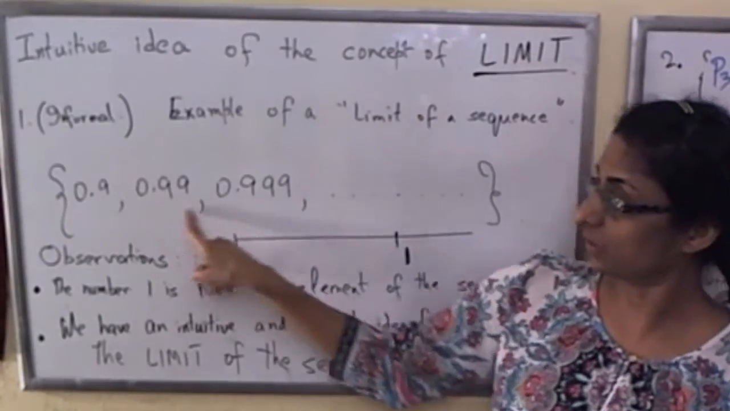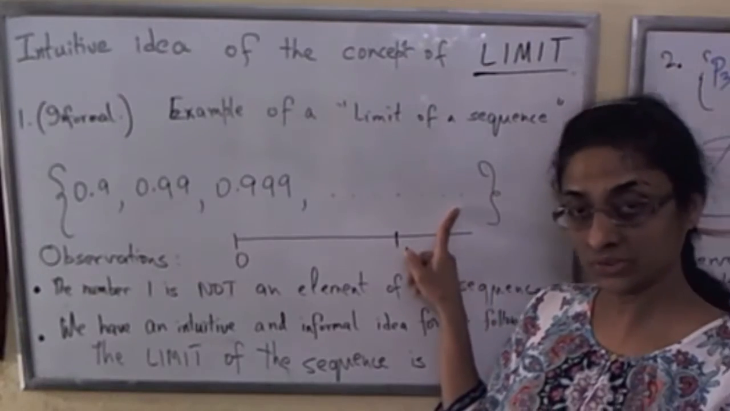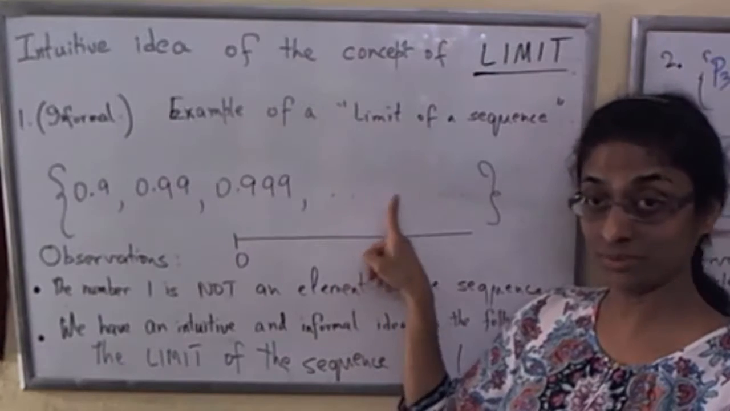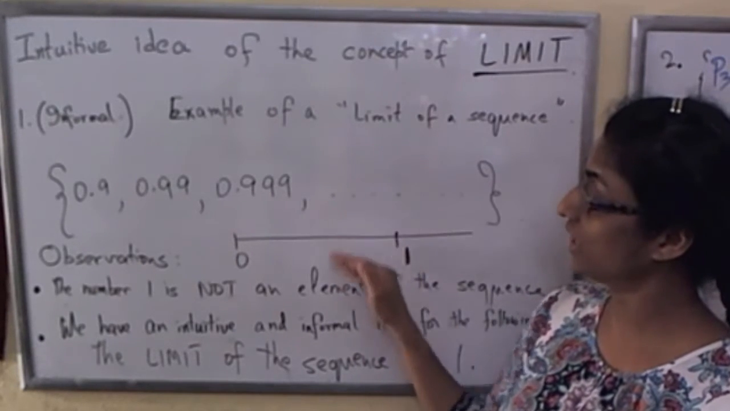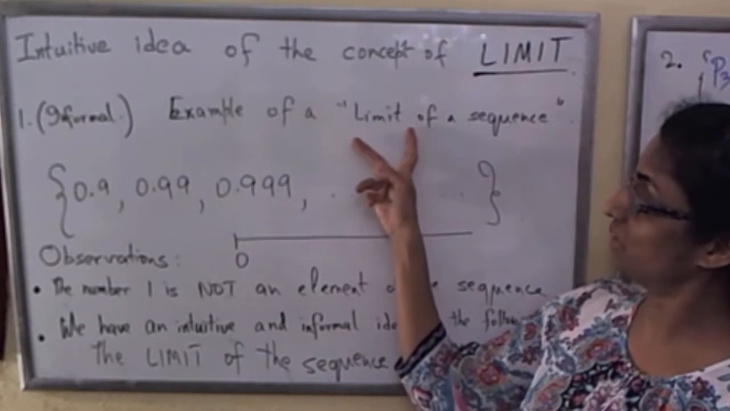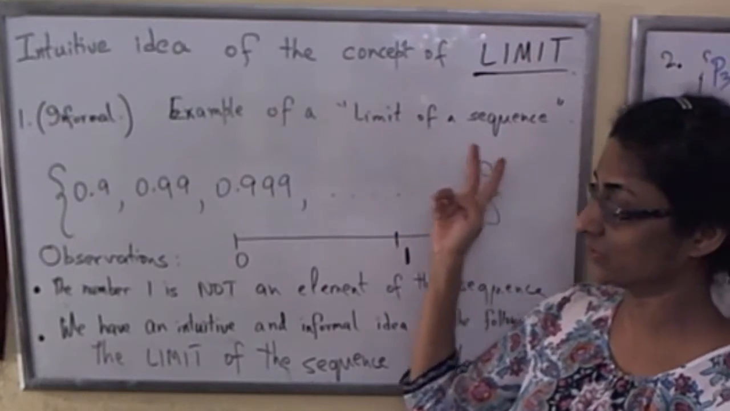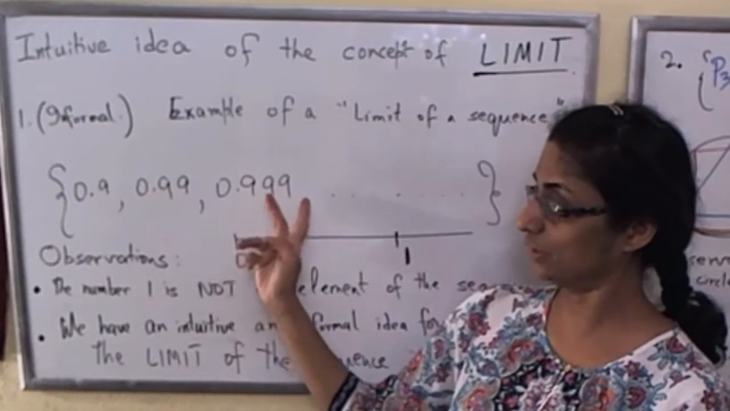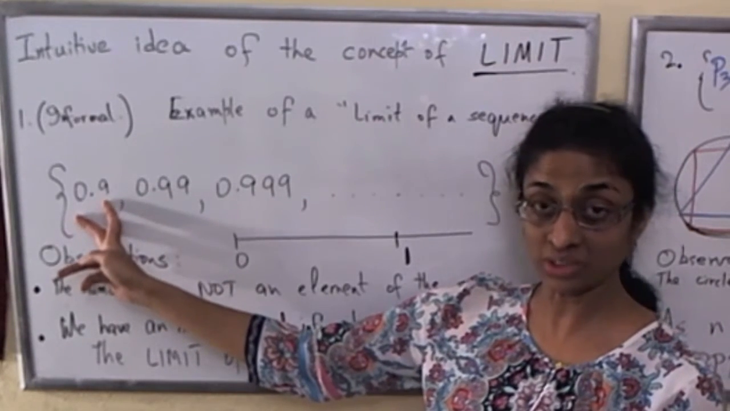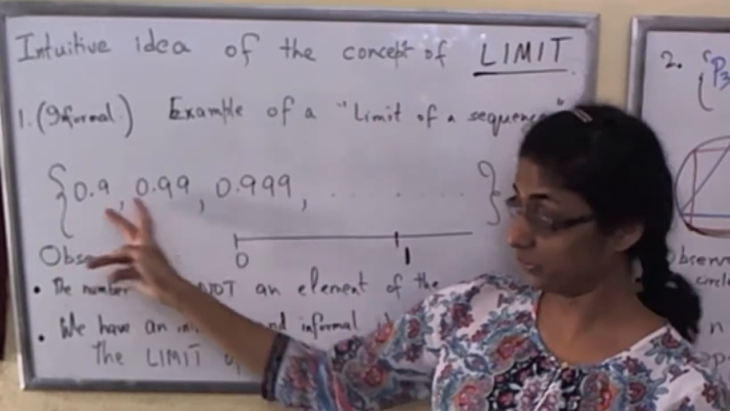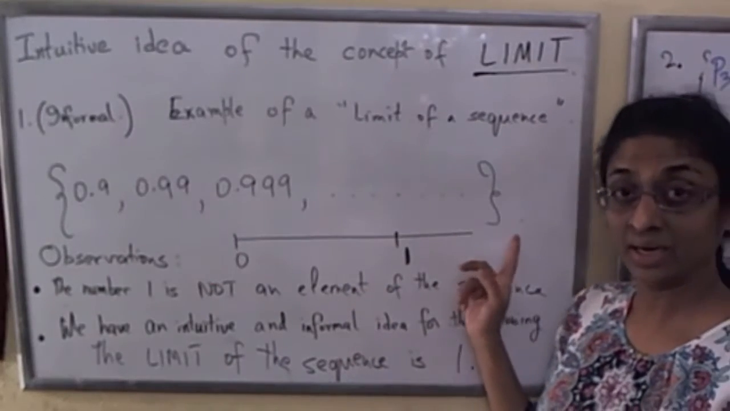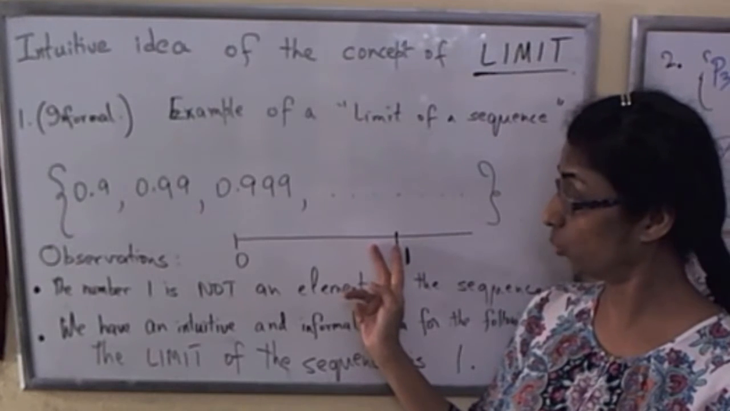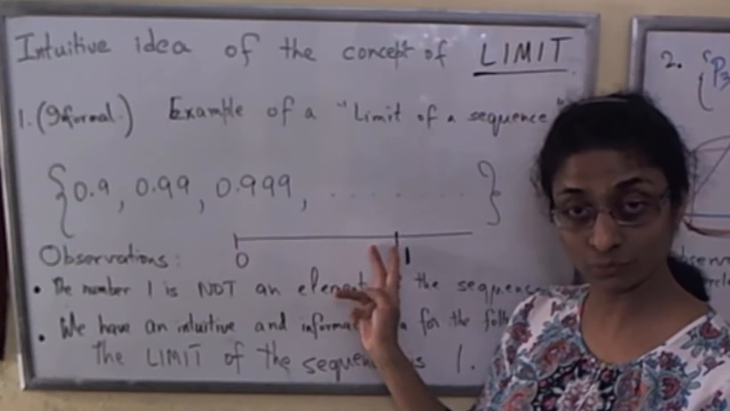I have a sequence of numbers. For now, it's enough to think of a sequence as a list of some numbers. And in this example, we'll try to see what it means to say limit of a sequence. So let's take a closer look at the numbers that I have listed out here. 0.9 or 9/10. That is a number, so it's a point on the number line, and you will see it's pretty close to 1. It's 0.1 units away from 1.